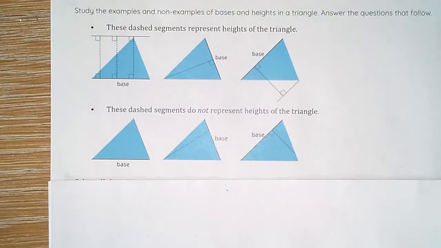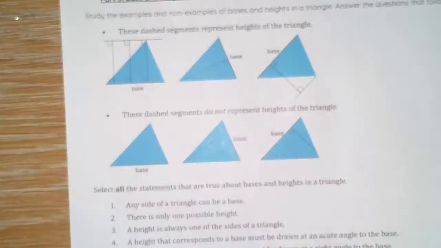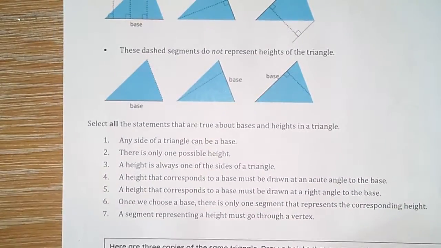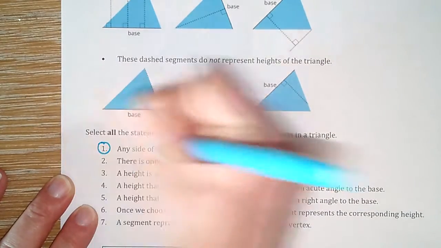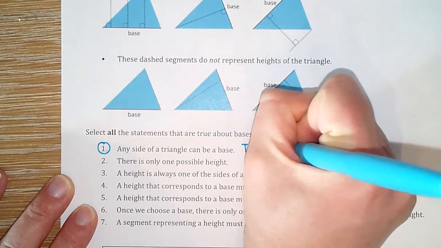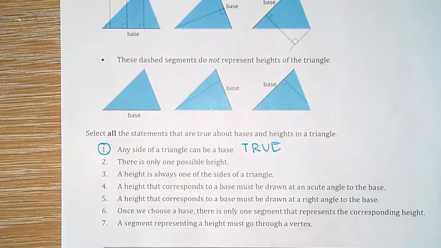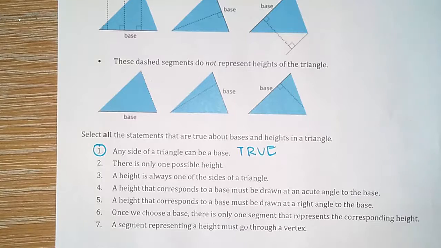All right, let's go ahead and take a look down here. We are going to select all statements that are true based on what we saw in our examples and non-examples. So the first one says any side of a triangle can be a base. Is that true or false? That's true. Any side can be a base. You just then will need to adjust where that height is and what that height looks like.